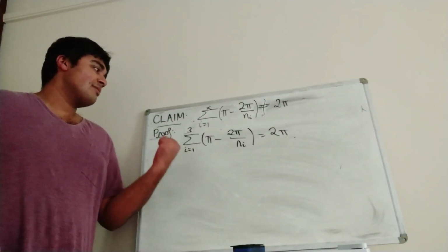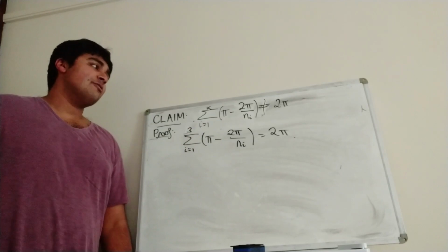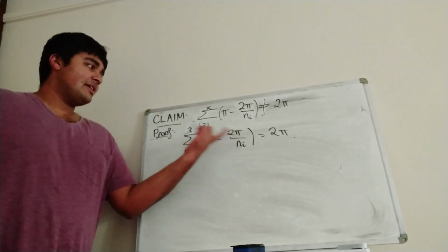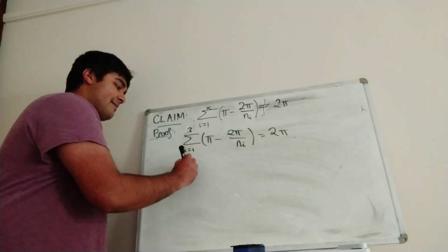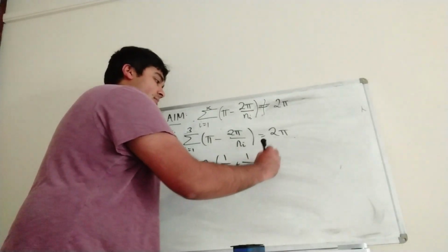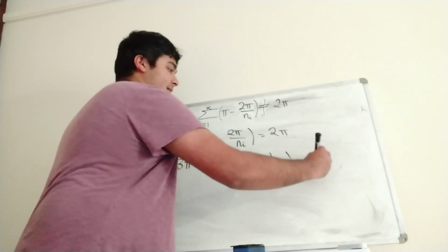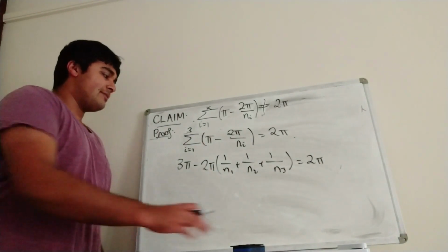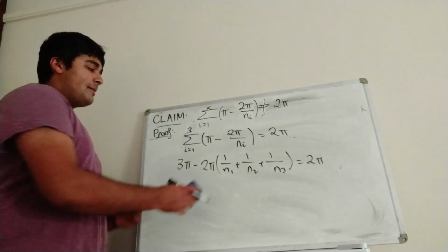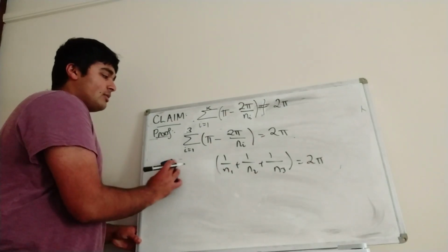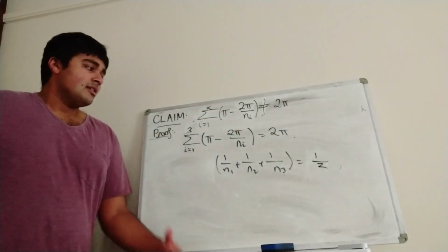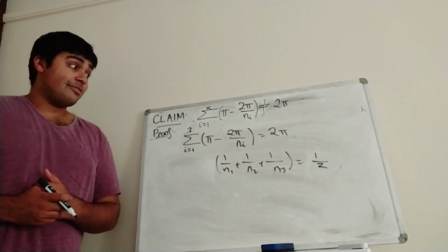Okay, so suppose the sum from i equals 1 to 3 of pi minus 2 pi over ni equals 2 pi. So I've just replaced k with 3 here. Then we can expand this out and we're going to get 3 pi minus 2 pi times (1 over n1 plus 1 over n2 plus 1 over n3), and this equals 2 pi. And then if you rearrange this, bring this whole thing onto that side, 2 pi onto this side, and divide through by pi, you're going to get that this whole quantity is just equal to a half. So we have 1 over n1 plus 1 over n2 plus 1 over n3 equals a half.